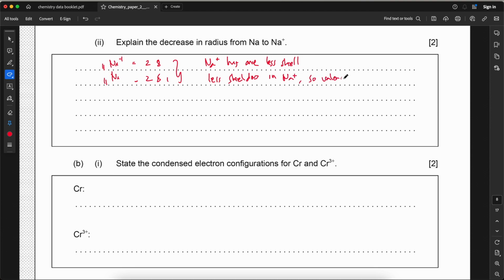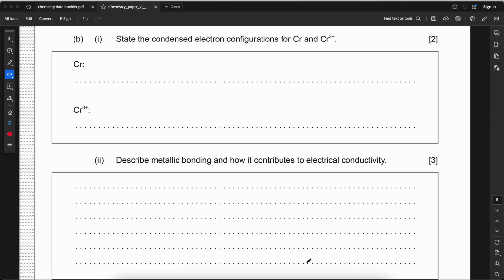So the valence electron is attracted more strongly to the nucleus. State the condensed electron configuration for Cr and Cr3+.